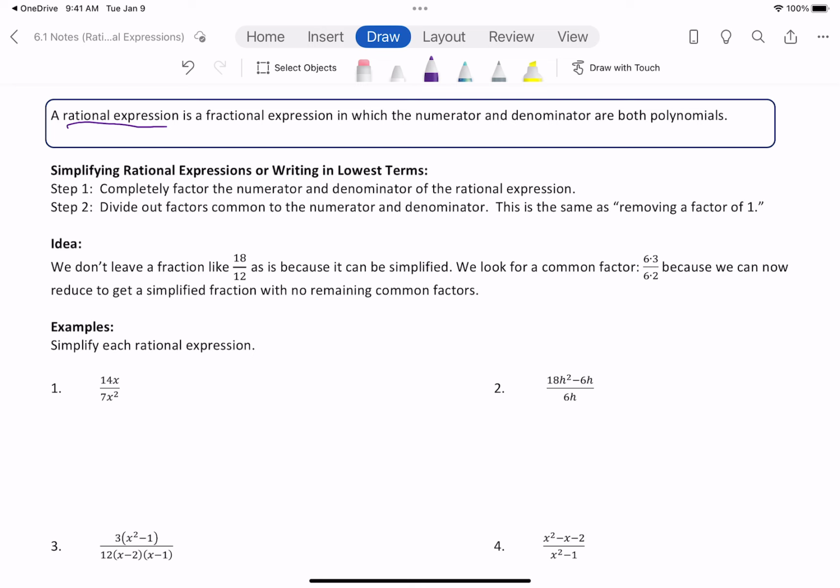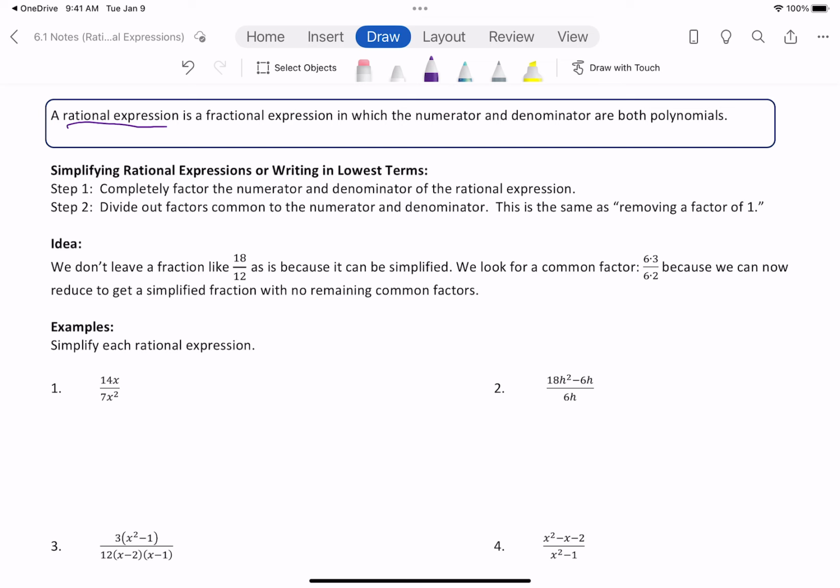So step 1 will be completely factor the numerator and denominator if needed. And then step 2, we're going to divide out factors that are common to the numerator and denominator. This is the same as removing a factor of 1.